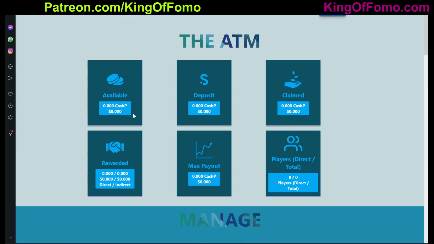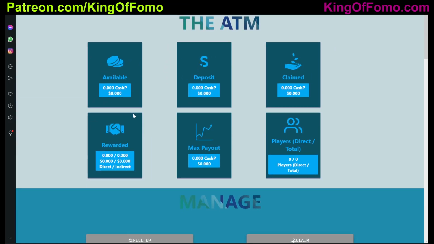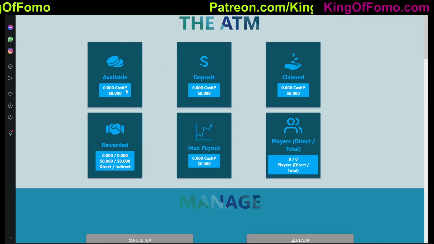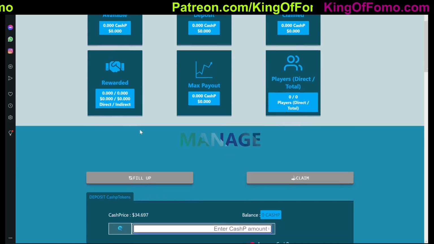All right, so this is what the ATM tab looks like. And again, all of these are placeholders, but it'll give you the information that you need to see at first glance: how much CashP you have available, how much you deposited, how much you've earned, your max payout, all of that stuff.